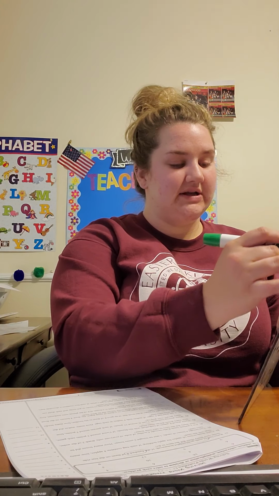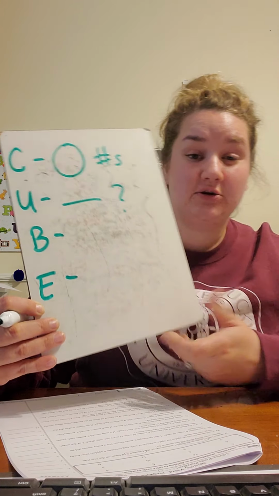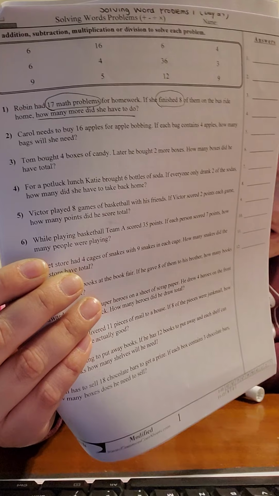The U in cube stands for underlining the question. So however I find the question in a word problem is I look for that question mark, usually at the end, and then I go backwards until I get to a question word like who, what, when, where, how. I started at my question mark and went backwards to where it says how many more did she have to do, and I underlined that as my question. So I know she had 17 to begin with. She finished 8, and I want to know how many more she has to do.